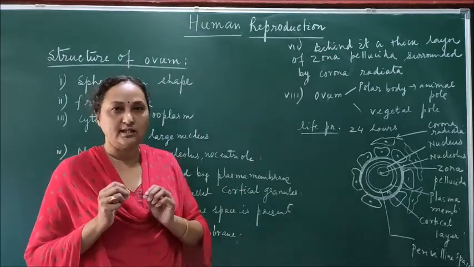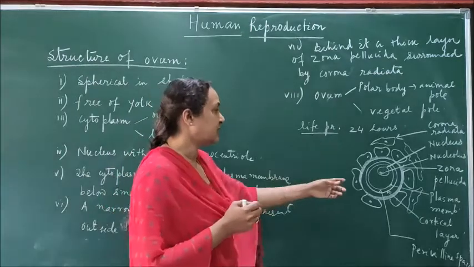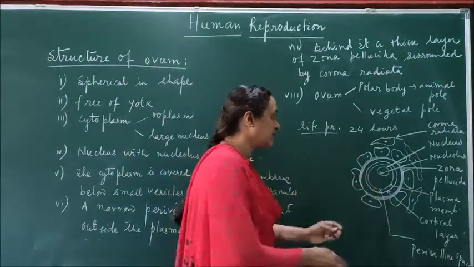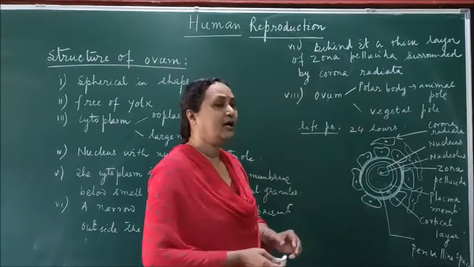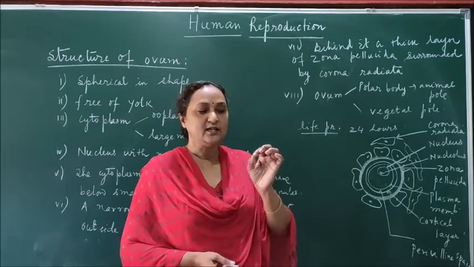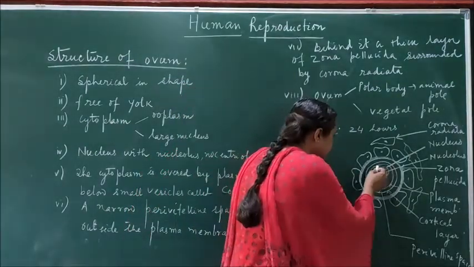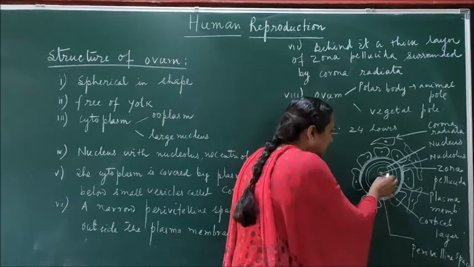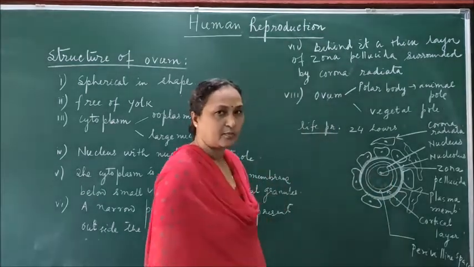Because it is a cell, you know that the ovum has a haploid nucleus. Inside the cell naturally cytoplasm is present. Here you can find cytoplasm, and inside there is one haploid nucleus. Inside the nucleus you know there is a nucleolus. So this is the cell of the ovum, and this is the nucleus. Inside the nucleus there is a nucleolus.